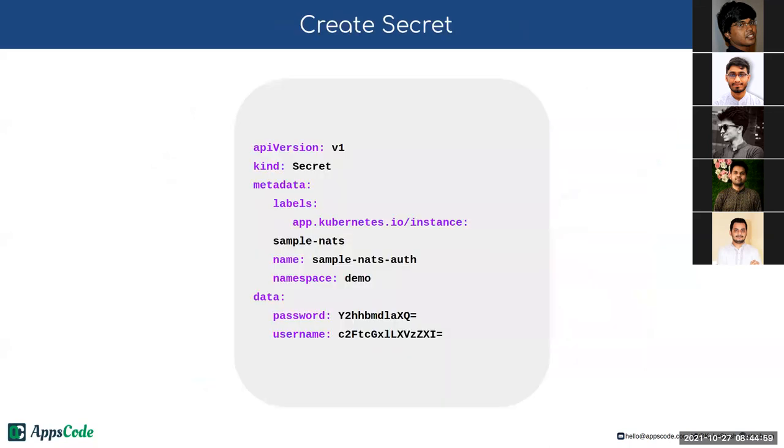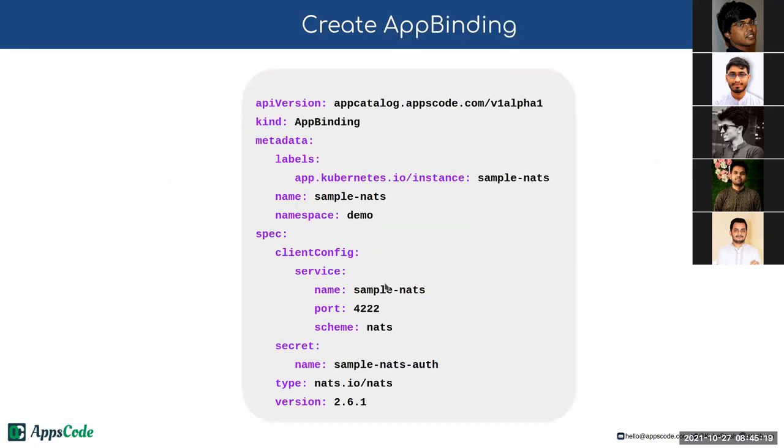Now let's create a secret. This is our YAML sample for the secret. Here I have provided the username and password in Base64 encoded format. So this secret will be used by Stash to authenticate with the NATS server. Okay, then we are going to create an app binding. As I have said earlier, this app binding contains the connection information to connect with the application. So here I have provided the service name, sample NATS, and the port number 4222, and the secret that I have just showed you, which is sample NATS auth.